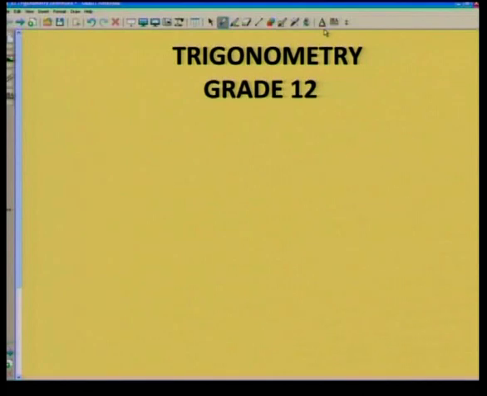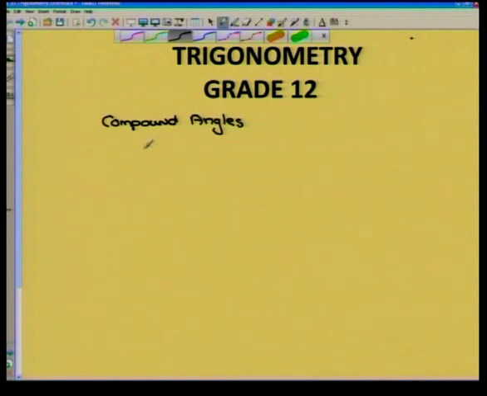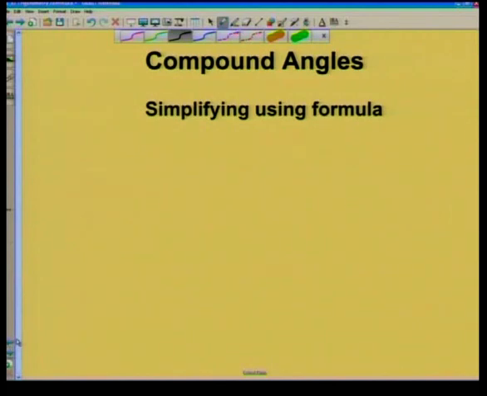Let's just remind ourselves of a few of our formulas. If we have a look here at our grade 12 trigonometry, it's all centered around compound angles. We had a whole series of equations that resulted from it, but these eventually developed into what we called double angles, which are just offshoots of our compound angles. So let's have a quick revision on that.